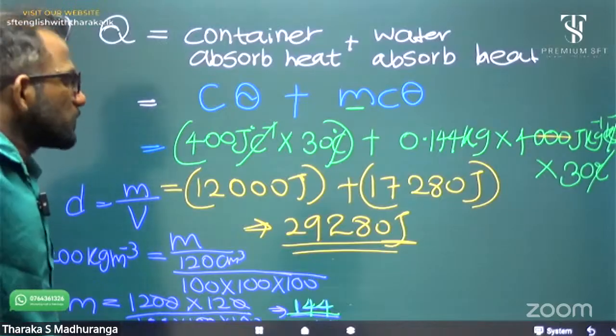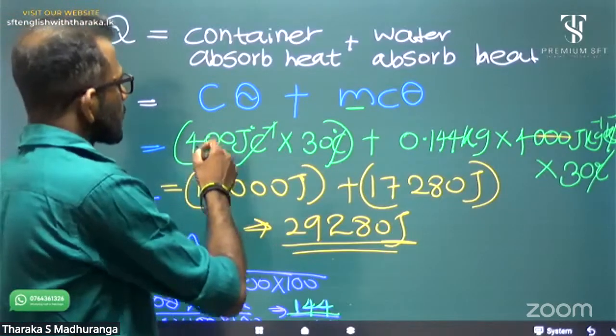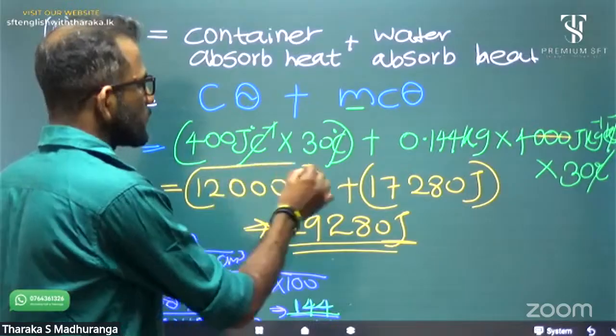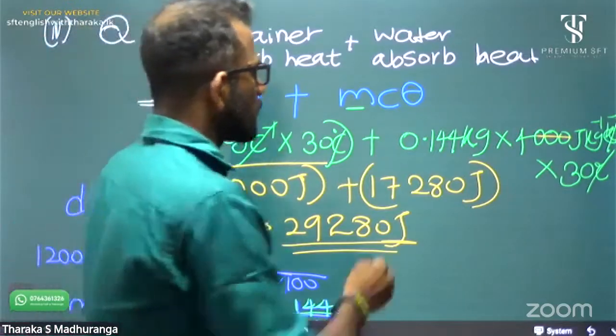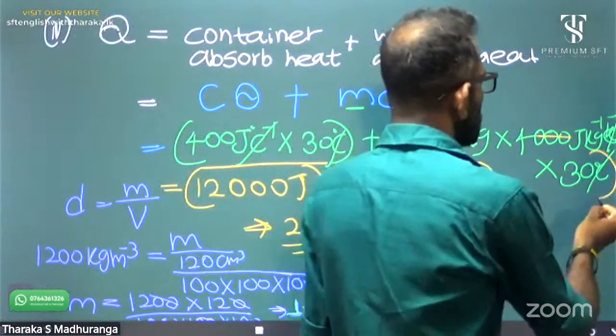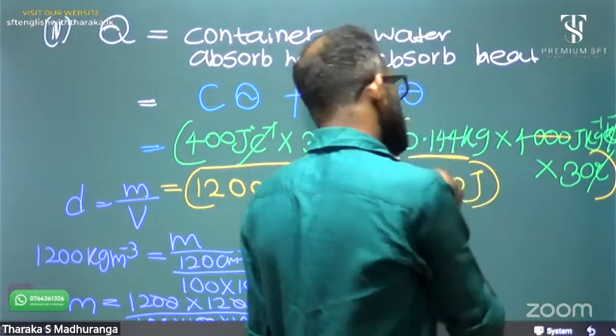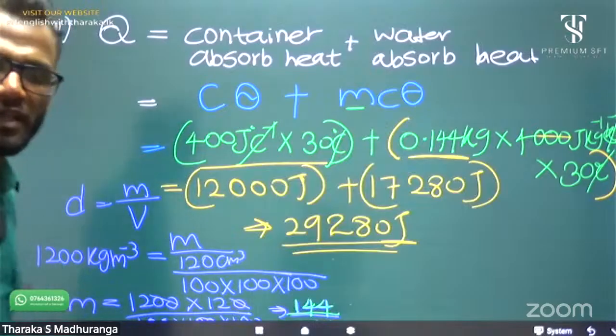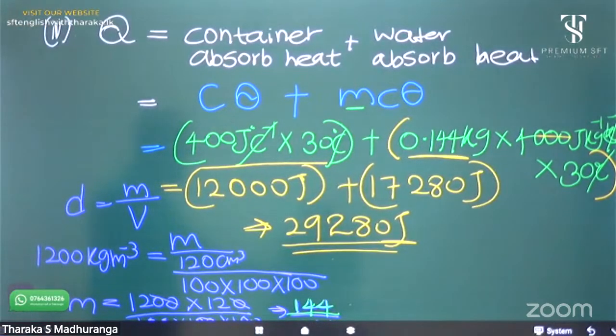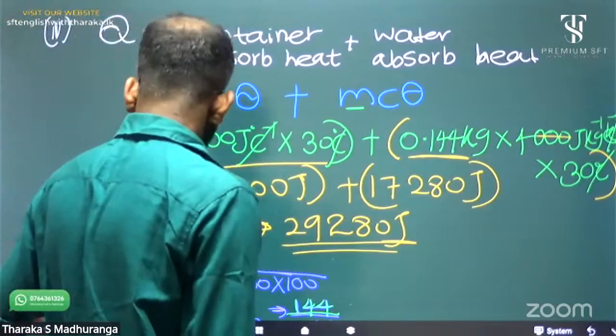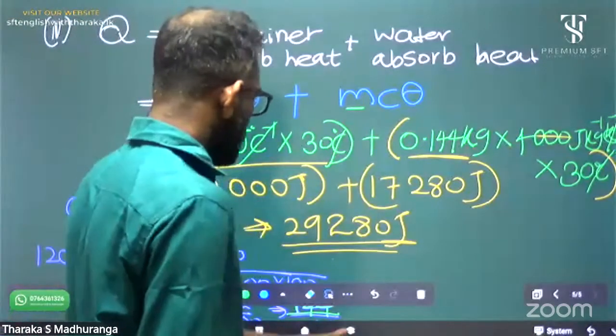It's very simple. First, I got the container's absorbed heat, all details given. Then I got the water's absorbed heat. The only difficult point is calculating the mass. Mass calculation is the only task. Others are simple. Good. Let's move to the next part.